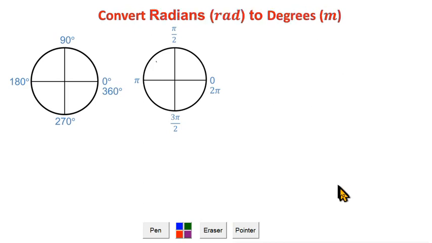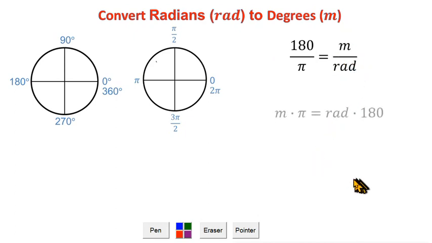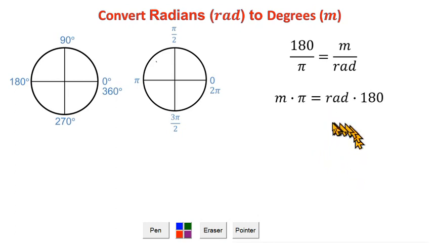How about from radians to degrees? Well, we'll start off with the exact same proportion. We know that 180 is to pi as any degrees is to its related radians. So now we're going to cross multiply again, only this time I'm trying to get the m, or the degrees, by itself, so I can figure out how to get degrees from a known radians. So now I've got pi times m, or m times pi, equals radians times 180. I've just cross multiplied.